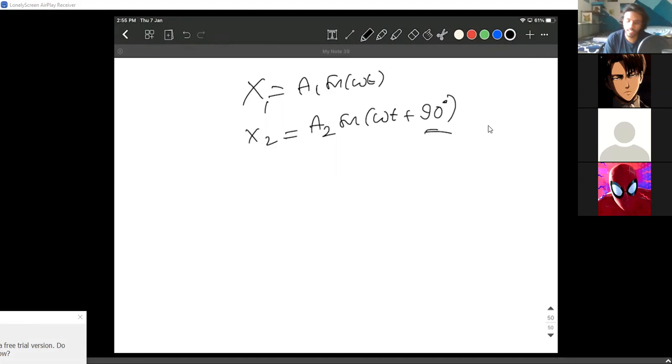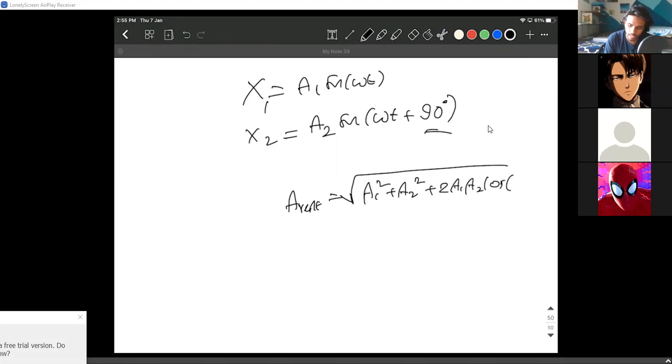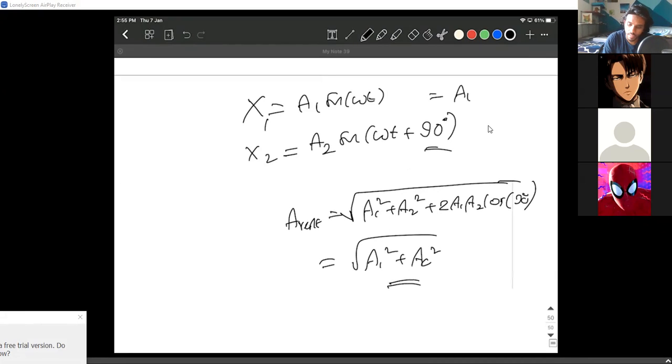So what will be the resultant amplitude? A resultant equals root over A1 square plus A2 square plus 2 A1 A2 cos 90 degrees. So the answer is simply root over A1 square plus A2 square. So this is nothing but A1 sine omega t, and this is nothing but A2 cos omega t.